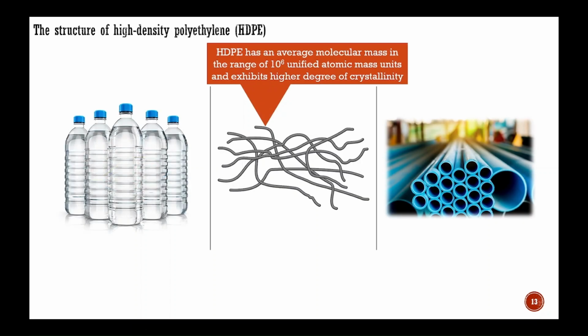On the other hand, high-density polyethylene, used to manufacture bottles, drums, and pipes, has an average molecular mass in the range of 1 million unified atomic mass units. This form has less branching and, consequently, a higher degree of crystallinity. More generally, the properties of polyethylene can be tuned by varying the average chain length, crystallinity, and degree of branching, making it a highly versatile material.